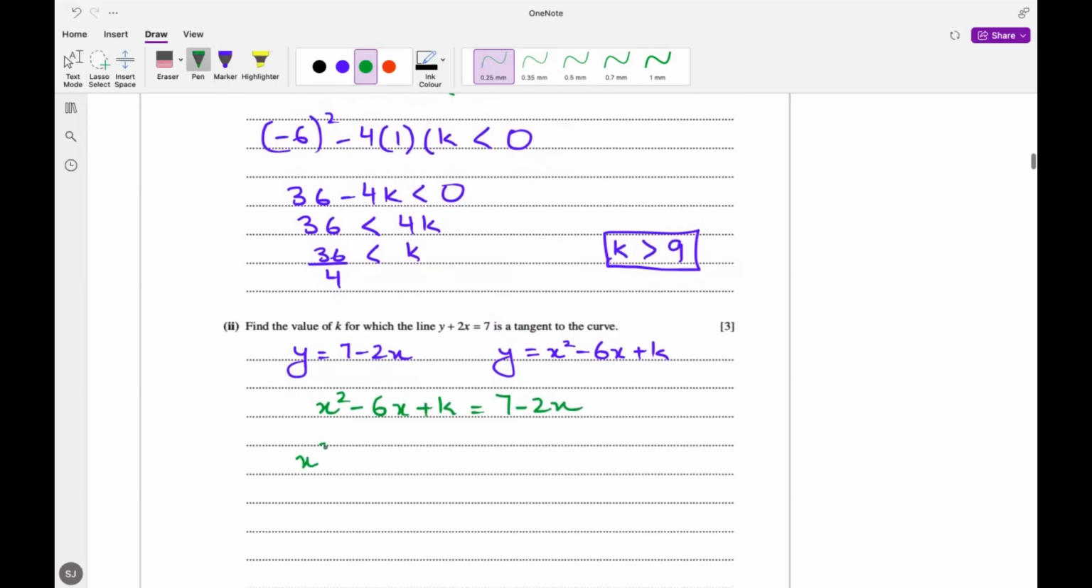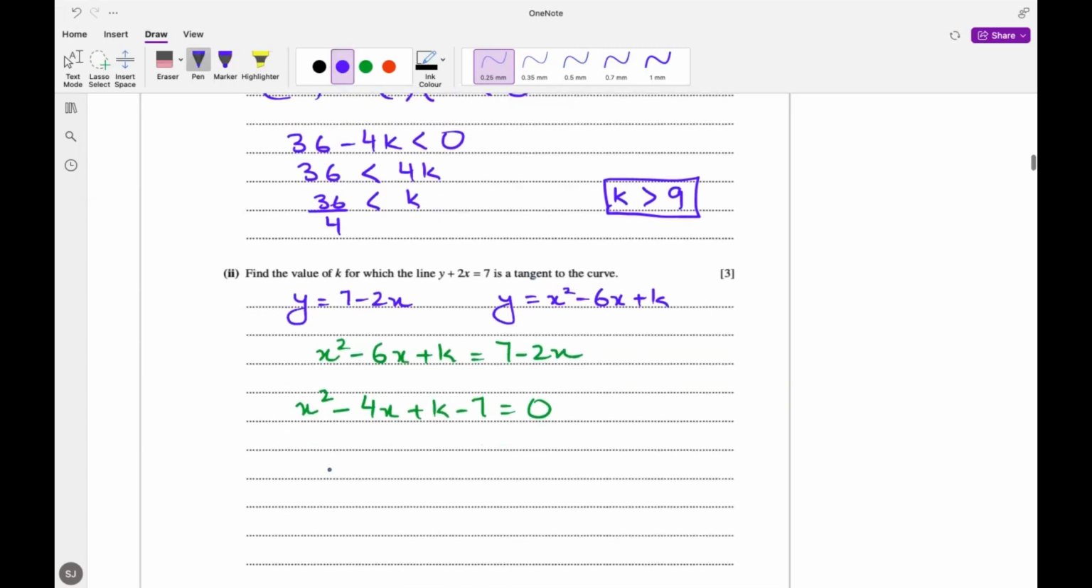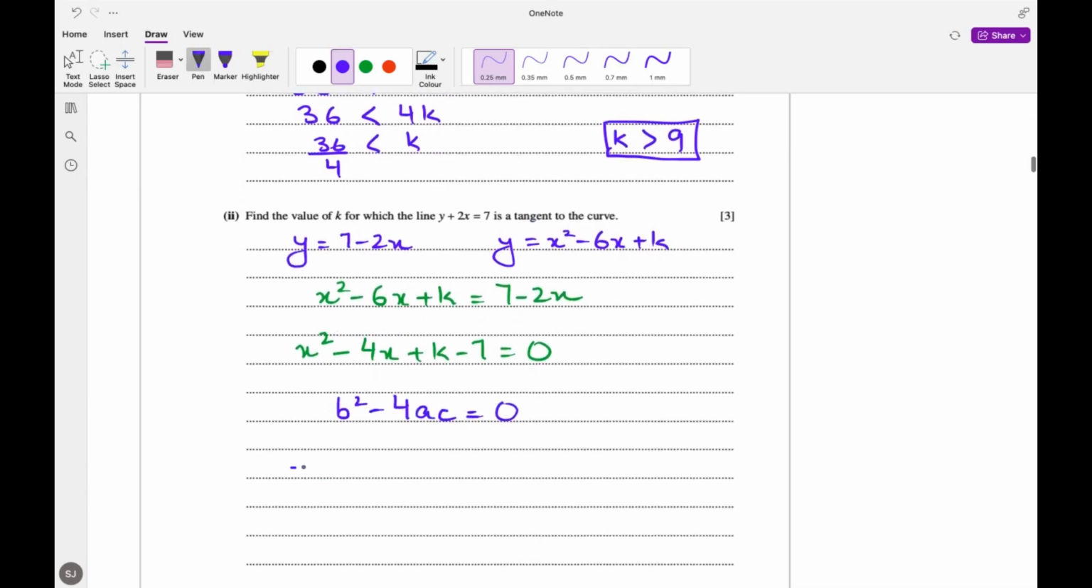Rearranging, this will become x squared minus 6x plus 2x, which is minus 4x, plus k minus 7 equals 0. Now, because of the unknown constant k, and as there is only one point of intersection, we know that b squared minus 4ac will be equal to 0. In place of b, we have minus 4. Minus 4 times 1 times (k minus 7) equals 0.